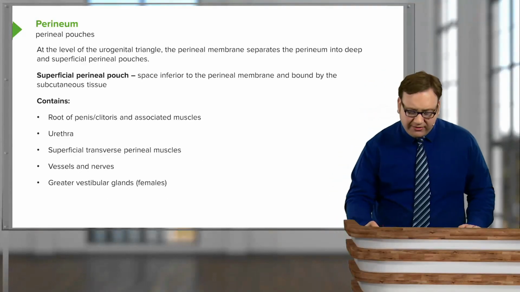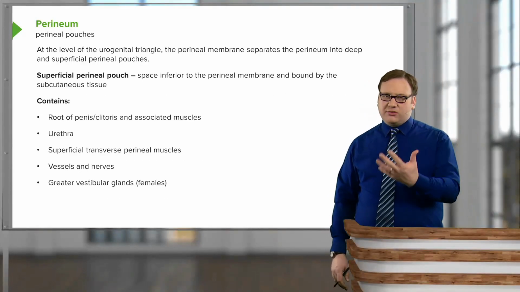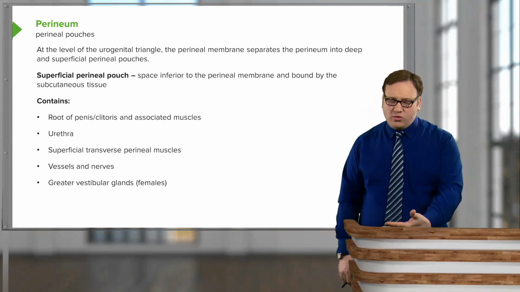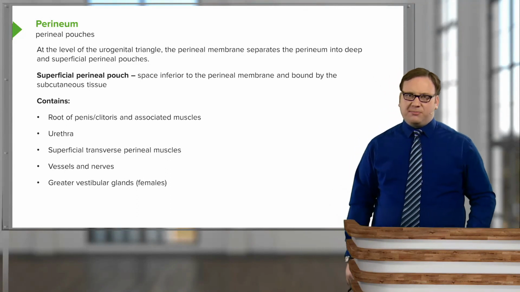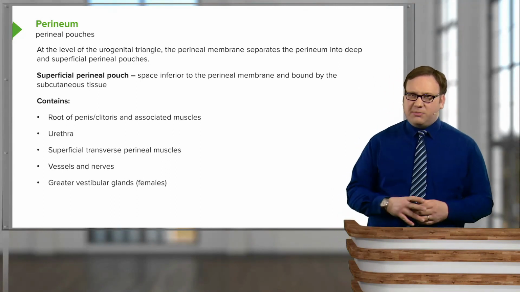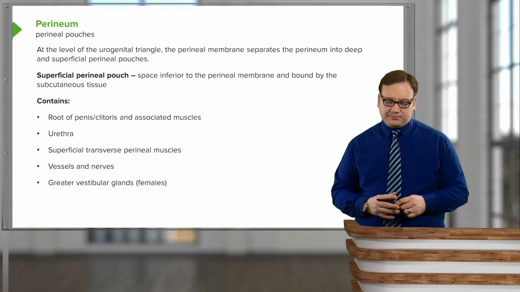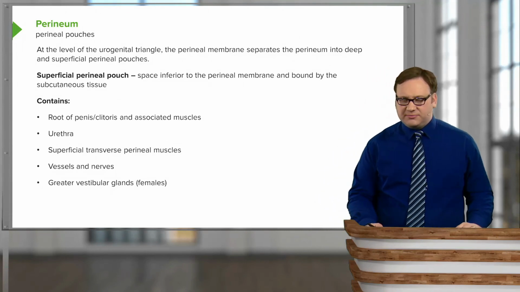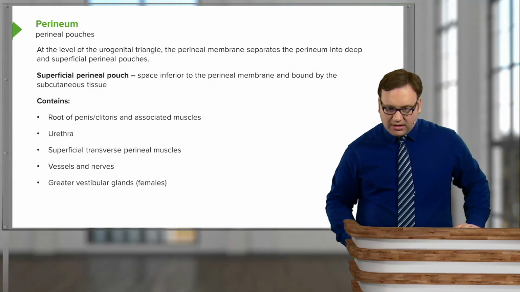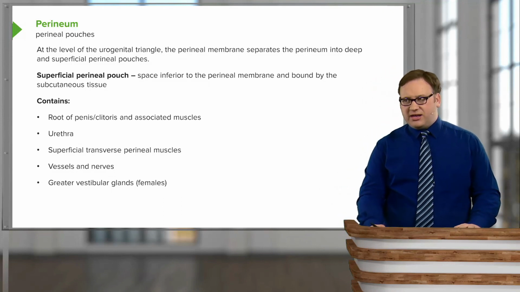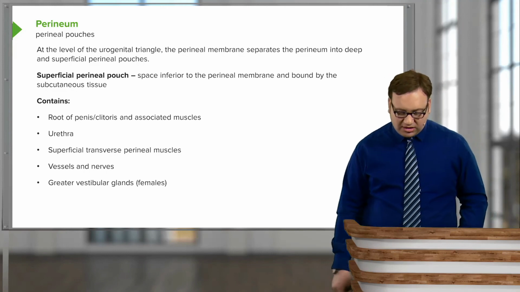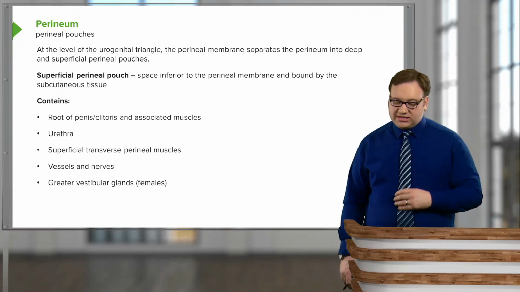The superficial perineal pouch is everything that's going to be superficial to the perineal membrane, everything that is below the perineal membrane, inferior to the perineal membrane. And ultimately, this is going to be bound by subcutaneous tissue. It's going to contain, in the male or female, the root of the penis and the clitoris. It's going to contain urethra, contain the superficial transverse perineal muscles, contain vessels and nerves, and in the female, it will contain the greater vestibular gland.